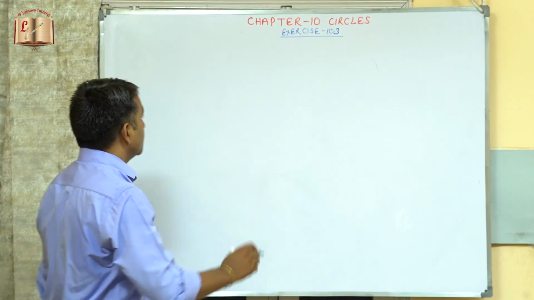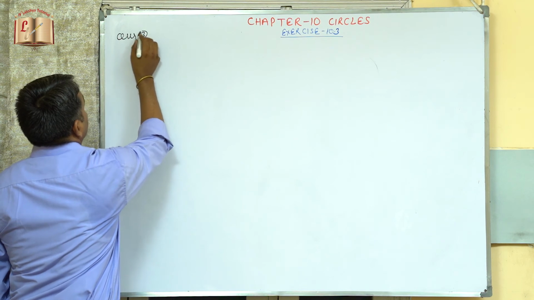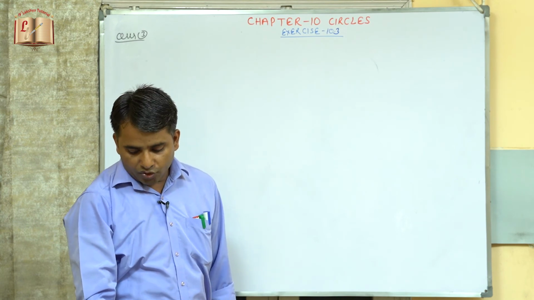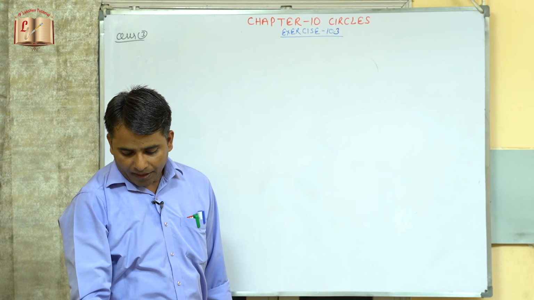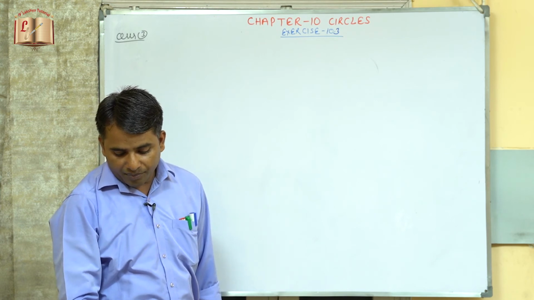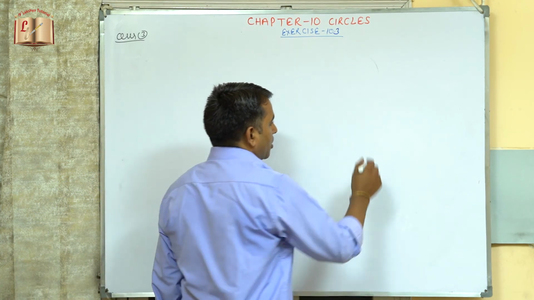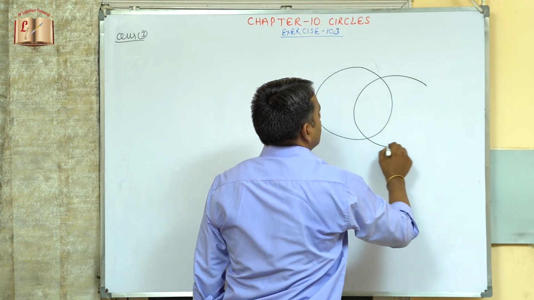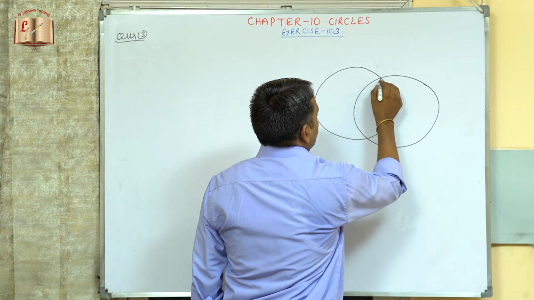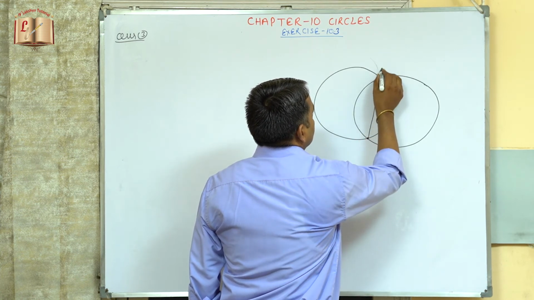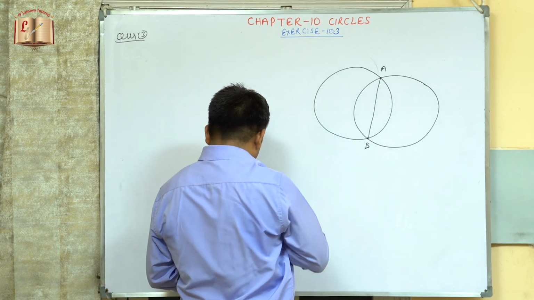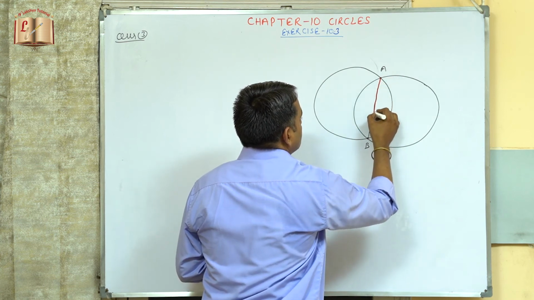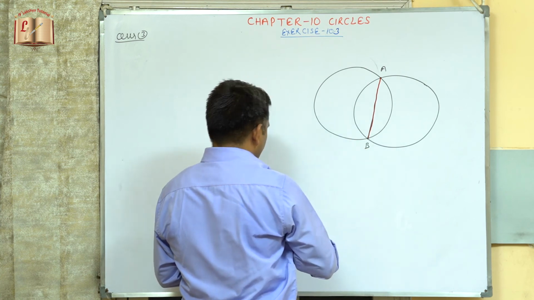Now coming to question number 3. If two circles intersect at 2 points, prove that their centers lie on the perpendicular bisector of the common chord. Suppose we have taken one circle and another circle. These two intersect at two points. So we join these points. Suppose these are A and B, we can take it with another color. So this is the common chord for these two circles.